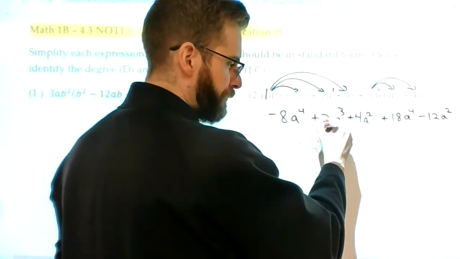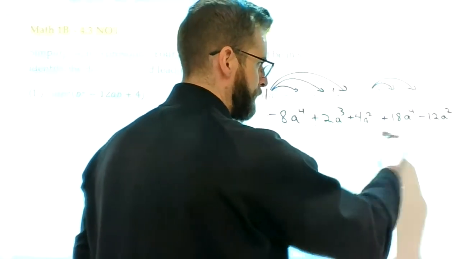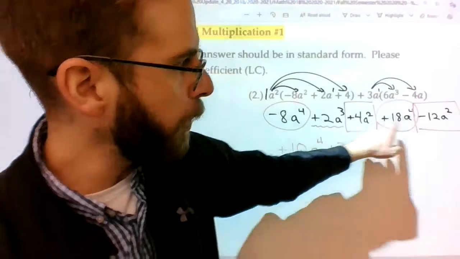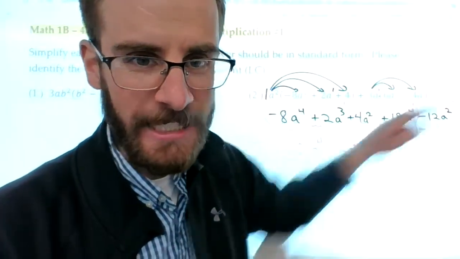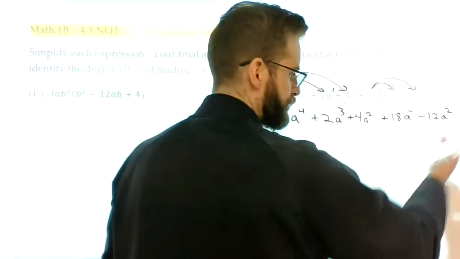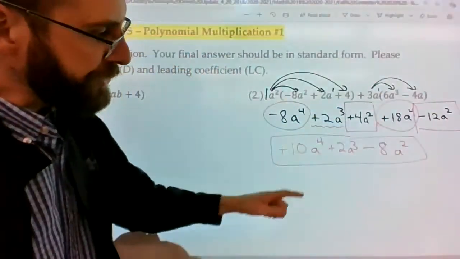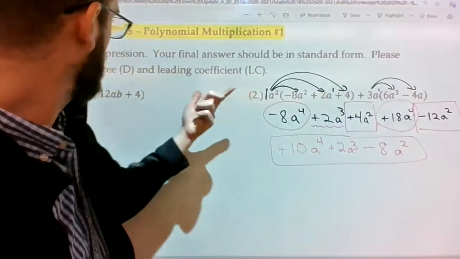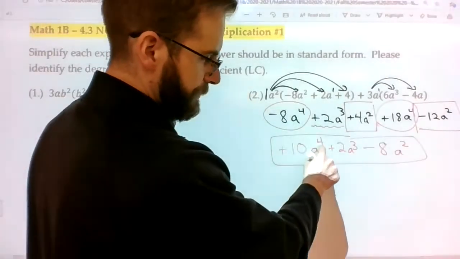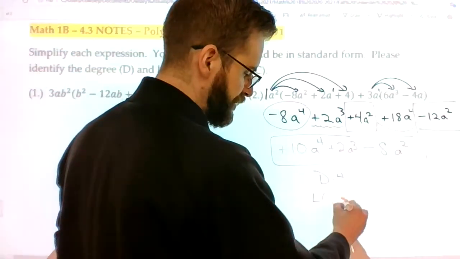There's no partner for 2a cubed, so I'm just going to write it down here. But the a squareds can be combined. Positive 4 minus 12 is going to be negative 8. And it's going to be a squared. So there's your final answer in standard form. The degree is going to be, let's see, between 4, 3, and 2, it's going to be a degree of 4. The leading coefficient is positive 10.